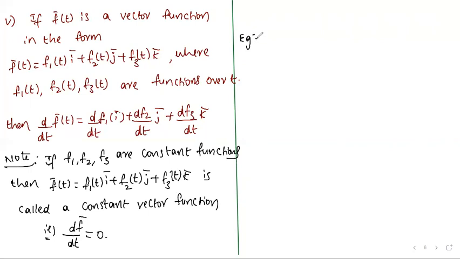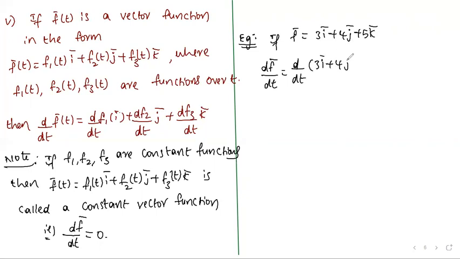Let us give an example for this. If f bar is equal to 3i bar plus 4j bar plus 5k bar, what is df bar by dt? Here there is no variable t, so we cannot differentiate with respect to t, therefore that value is 0. Okay, so this is the way we have to solve any problem.